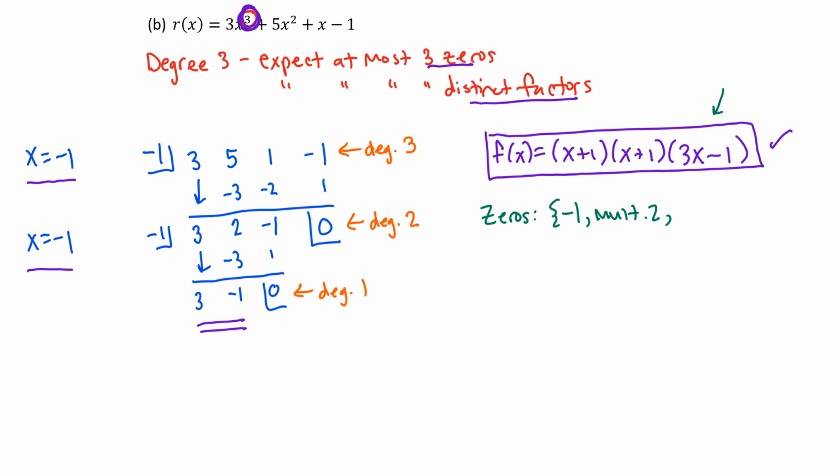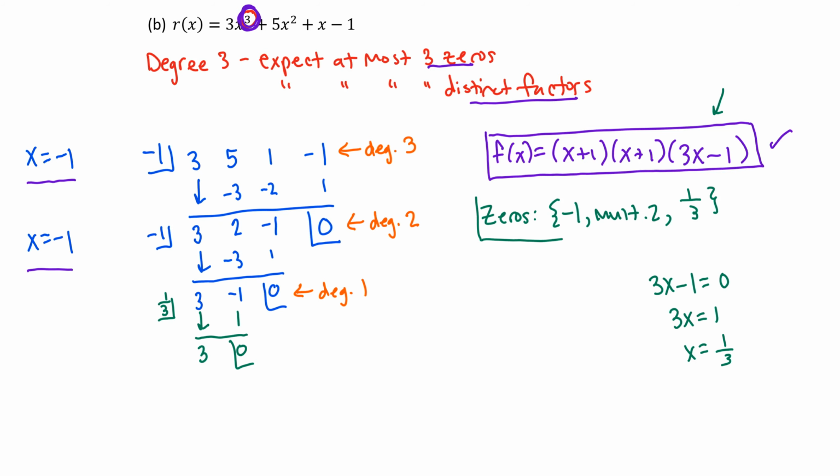Well, the other 0 we can obtain from this last factor. If I set that factor equal to 0 and solve for x, we can see that 1/3 is the other 0, and that one has multiplicity 1. If I wanted to go back and verify that with synthetic division, I certainly could over here. We could use 1/3, bring down this 3, multiply, and we have confirmed that it is in fact a 0.